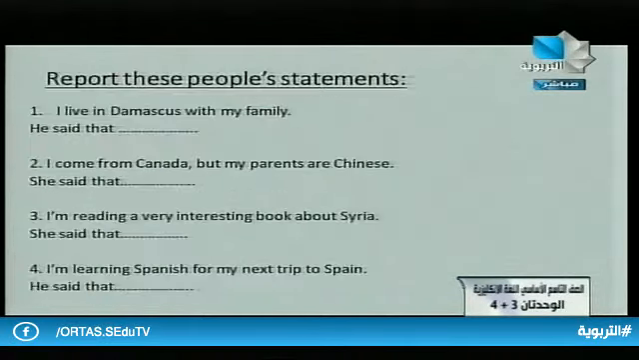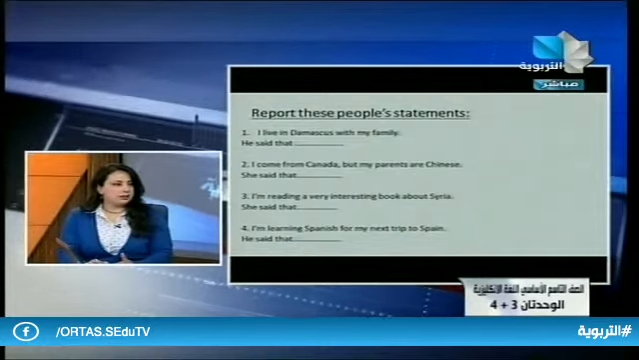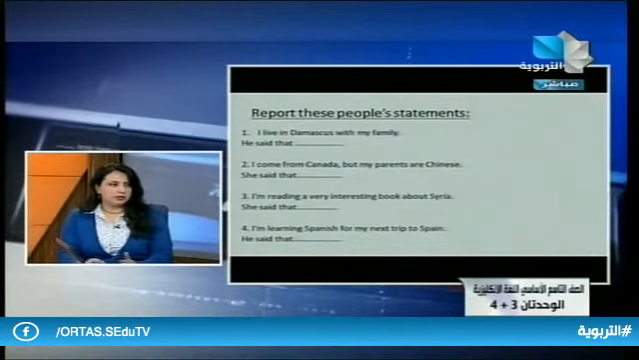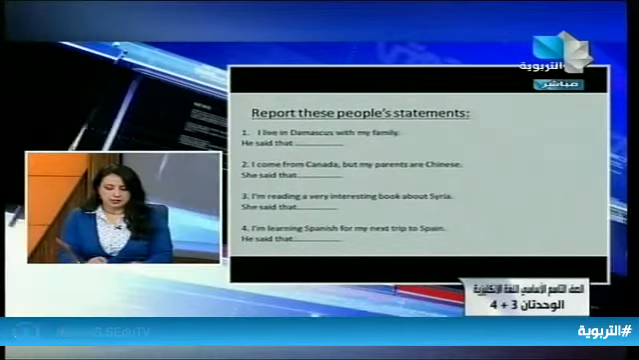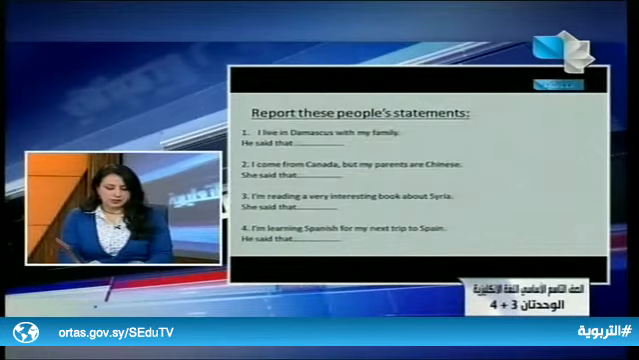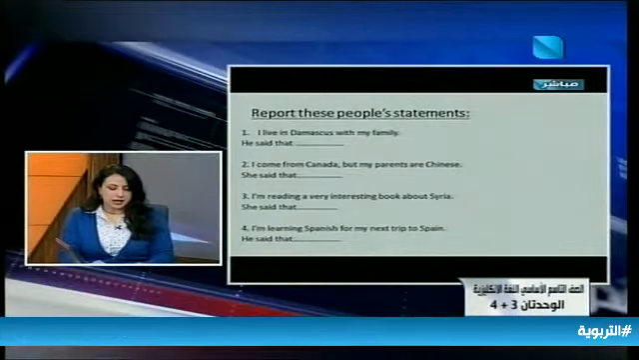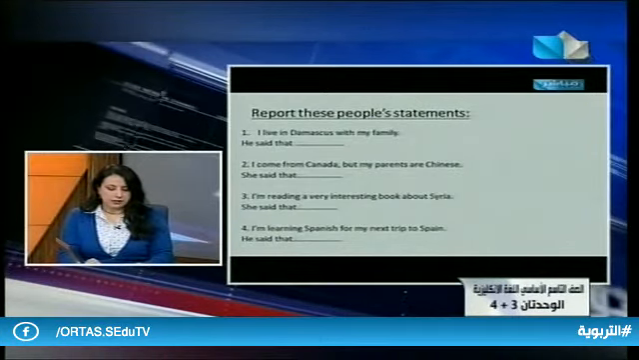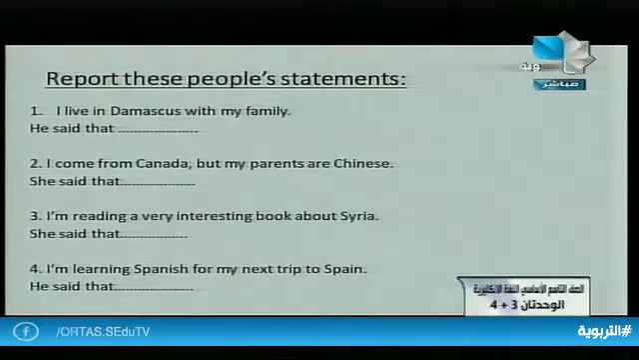We move with Miss Ula. We have an exercise. Of course, they're not going to have these kinds of exercises in the exam, but it's just to train them. Report these people's statements. Here we have statements. For example, I live in Damascus with my family. Points to pay attention to: we've got pronouns like I and my, and these are going to change. And the tense, live, is going again to change.